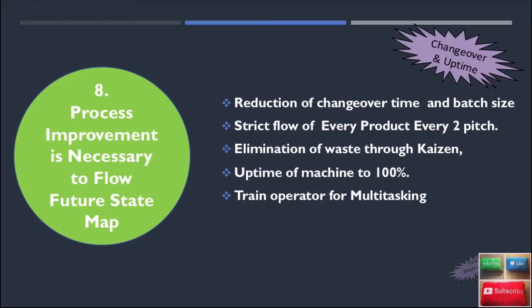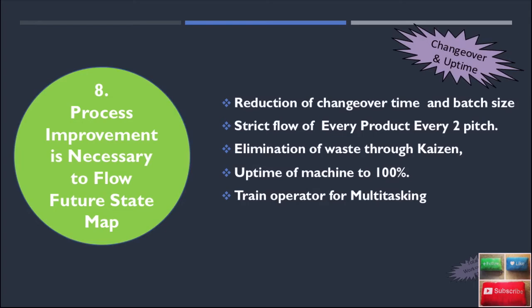So our next and last guideline is what improvements you need to make to follow a future state map. There are several things we can do to implement our future state map. First, our changeover time needs to be very short, meaning if you need to change from one product to another, it needs to be done rapidly. And our machine uptime should be 100%, meaning every machine needs to run at 100%.